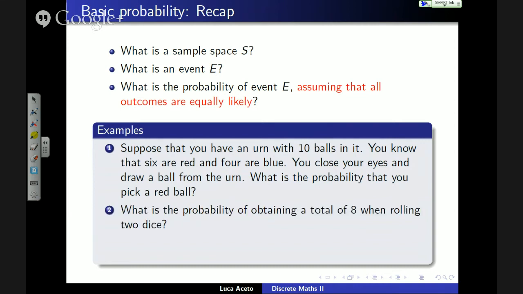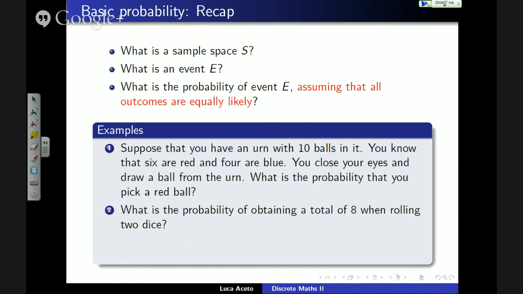Okay, here are two examples just to refresh your memory of what happens when you have all equally likely outcomes in the sample space. Let's only look at the first one, and you can do the other one at home at your leisure. Suppose you have an urn with 10 balls in it. 6 are red, 4 are blue. You pick one of them. What is the probability that you pick a red ball? It's 6 out of 10. Easy.